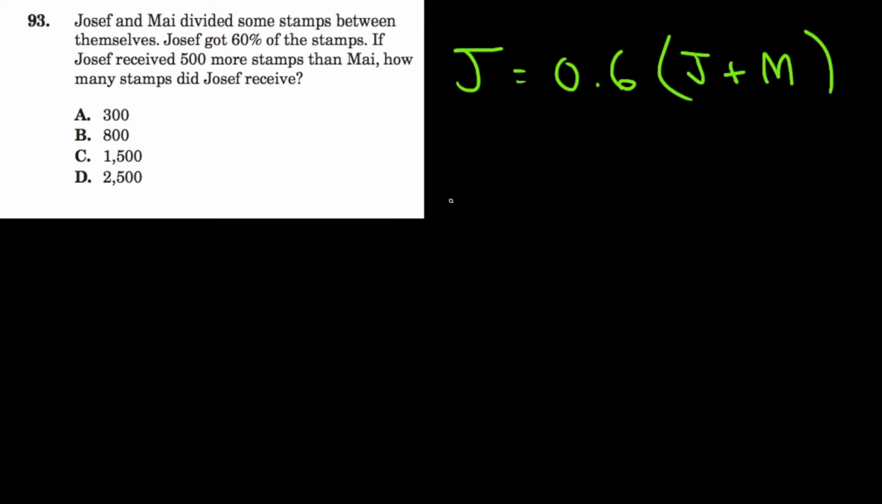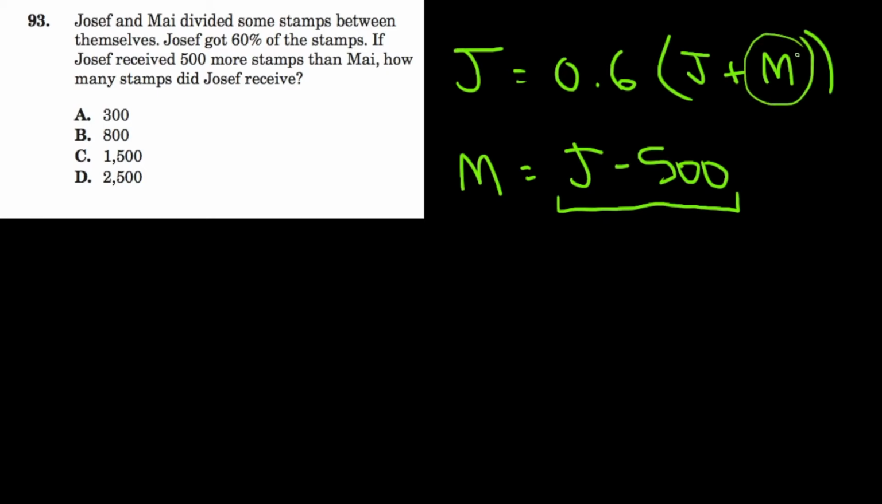We also know that Joseph received 500 more stamps than May. I'm going to write that like this. M equals J minus 500. That's just a way of saying May has 500 fewer than Joseph. So at this point, I would take this J minus 500 and replace the M in the top equation with that. So it would look a little something like this. J equals 0.6 times J plus J minus 500.